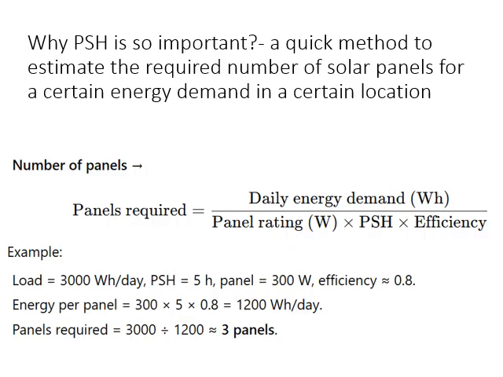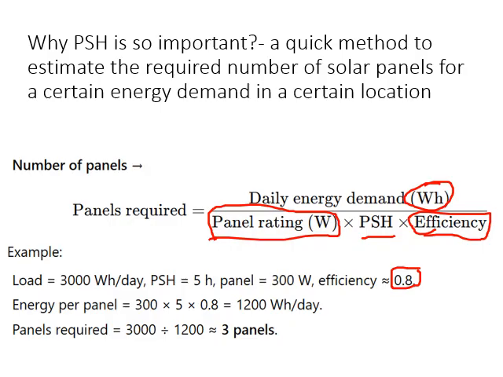So the panels required can be found from the following formula: the daily energy demand in kilowatt hour or watt hour, divided by the panel rating, I mean how much power in watts each panel is capable of producing. Usually solar panels are rated in watts, 100 watts, 400 watts, like that, multiplied by peak solar hour and the efficiency of the solar panel. Theoretically, they have considered the efficiency as 0.8. Actually, solar panel efficiency is always below 20%, which is 0.2. Anyway, it's just an example.